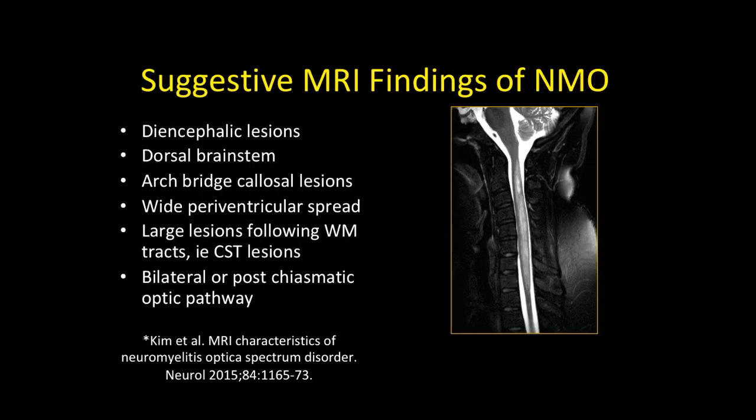So suggestive MRI findings of neuromyelitis optica, you'll have diencephalic lesions, dorsal brainstem lesions, these arch bridge ependymal callosal lesions, wide periventricular spread lesions that we showed on that first image, large lesions following white matter tracts, i.e. the corticospinal tract, and bilateral or post-chiasmatic optic pathway optic neuritis, as opposed to MS, which is usually pre-chiasmatic or unilateral.